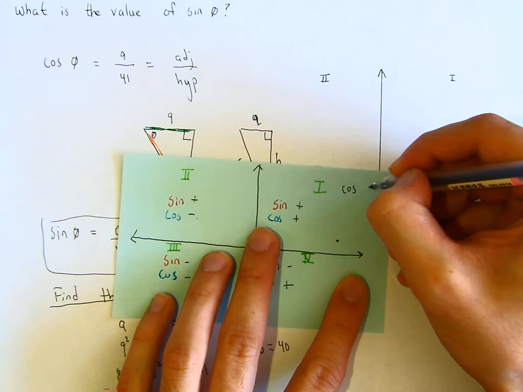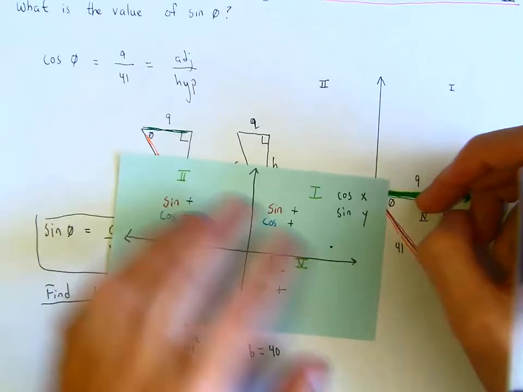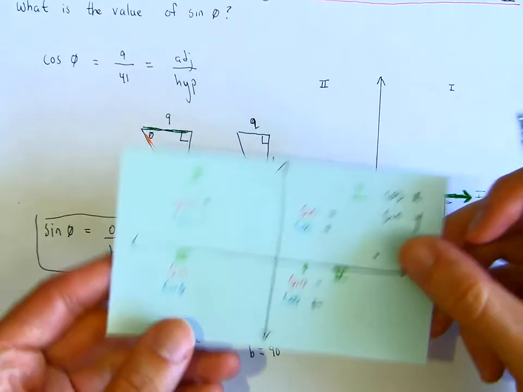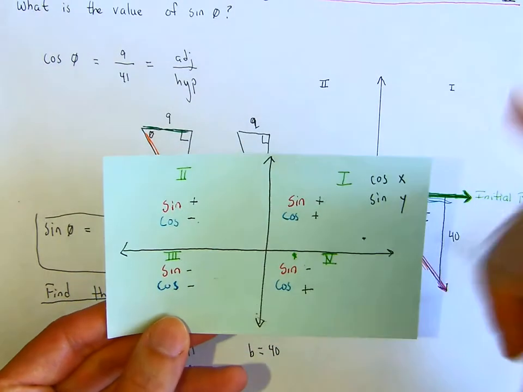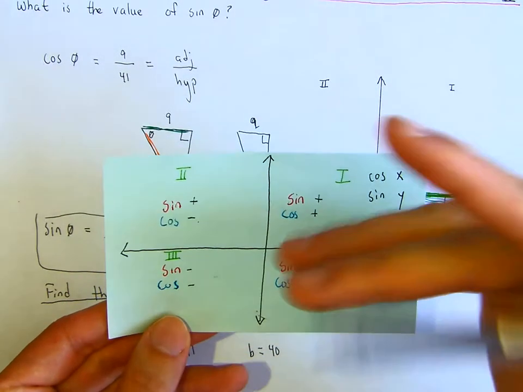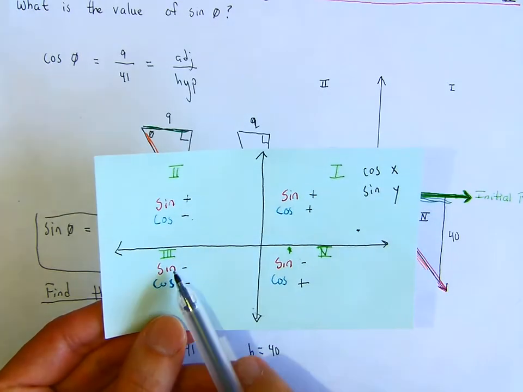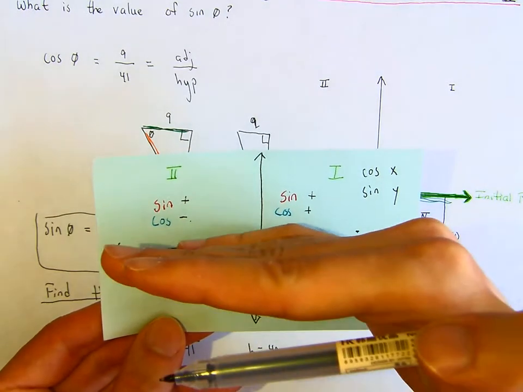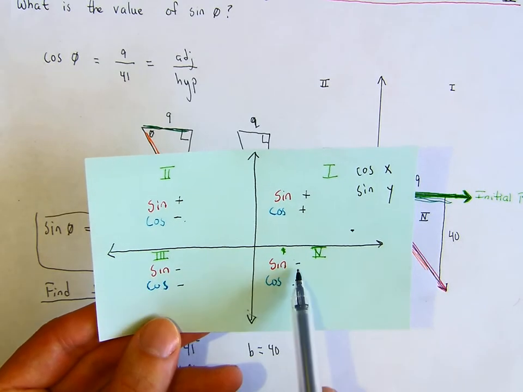Remember, cosine talks about the x values, sine talks about the y values. So the idea is, notice in quadrant 1 and 2, sine is positive because the y values are positive above the x-axis. When is sine negative? Sine is negative below the x-axis. So notice that sine is negative in quadrant 3 and quadrant 4.